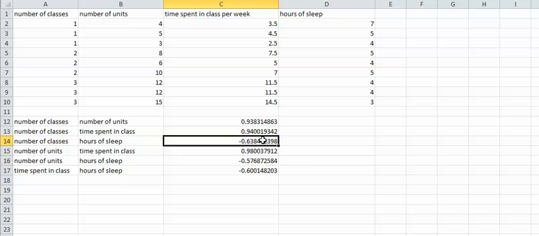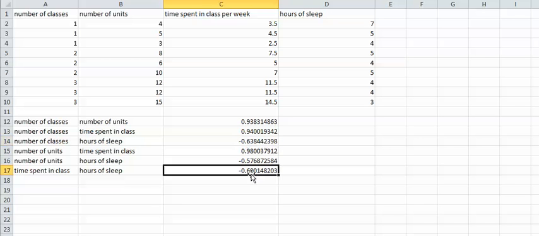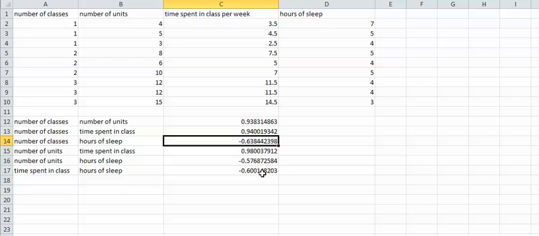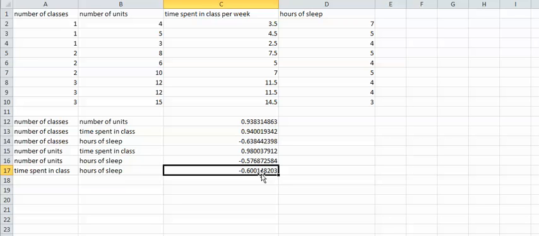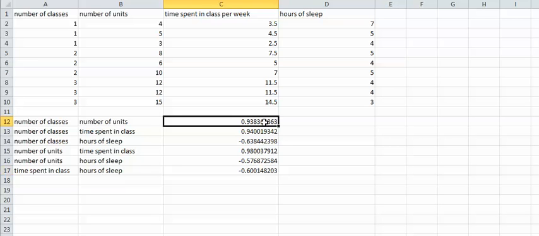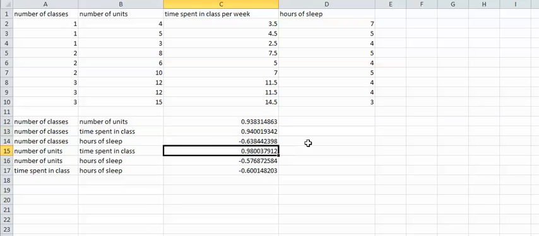So this one was the weakest negative. This one was the strongest negative. This one was in between. What about the positives? This was the weakest positive. This was stronger. This was the strongest positive. As you go closer to -1, it's a stronger negative. When you go closer to +1, it's a stronger positive.